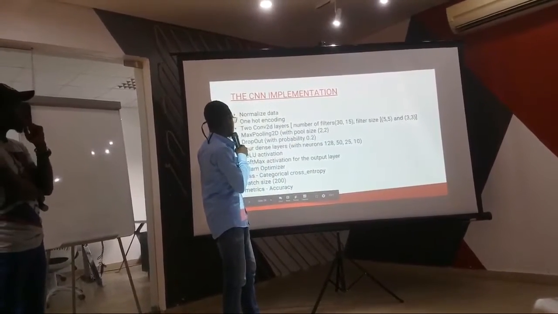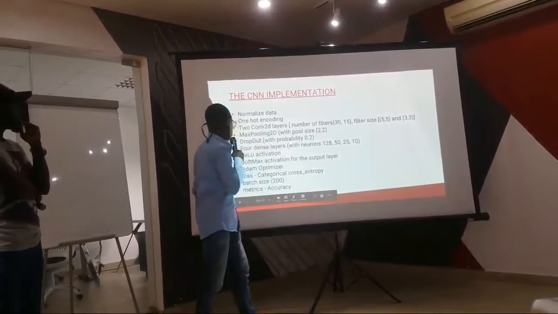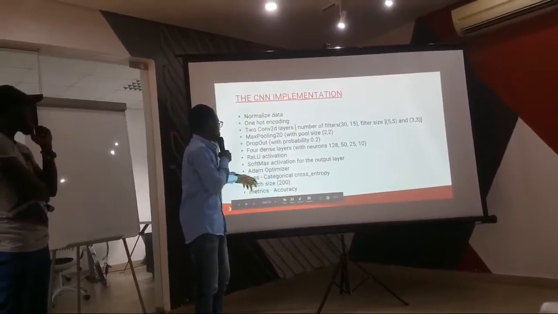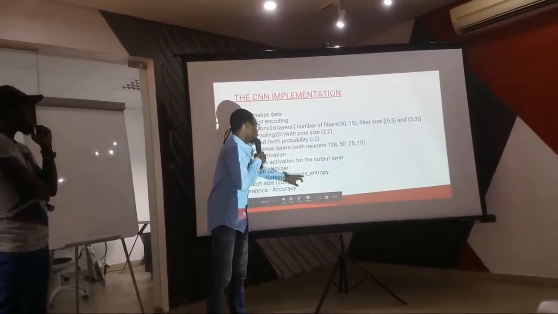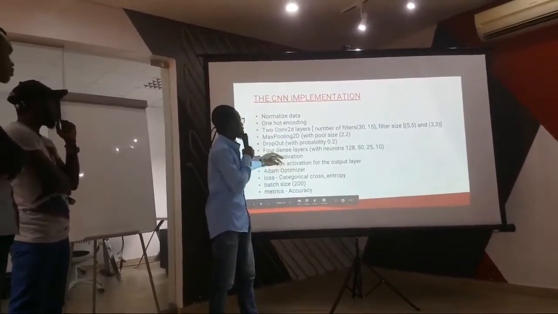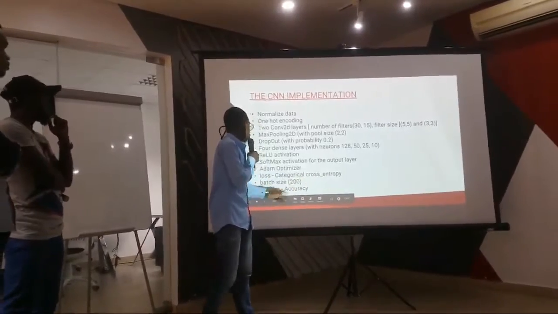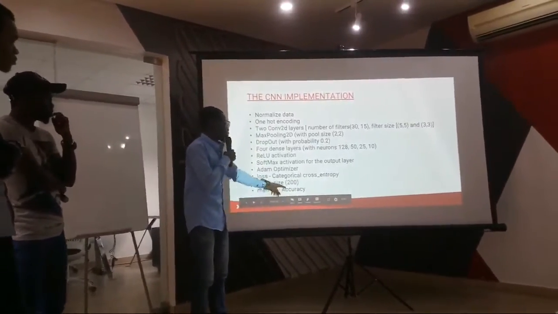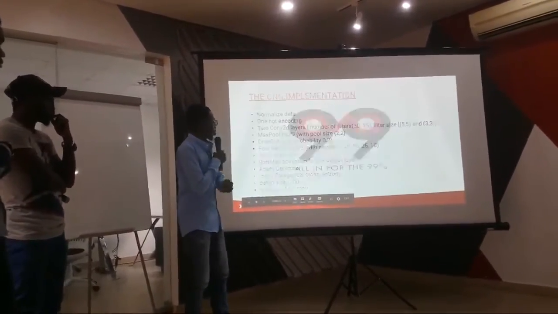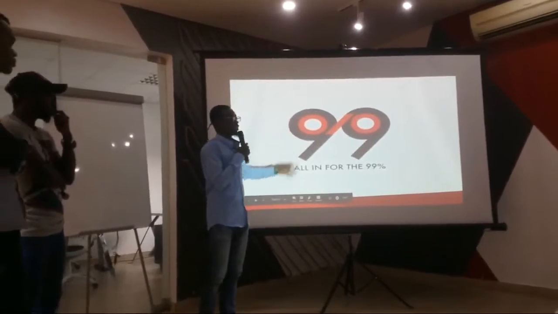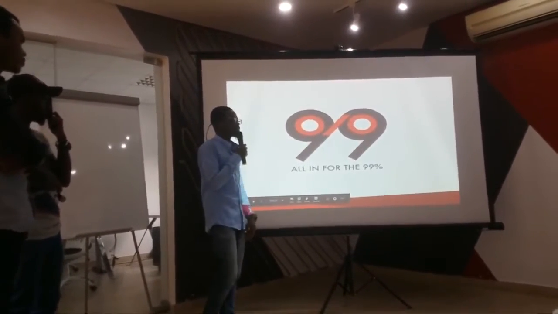We use ReLU activation, and sigmoid activation for the output layer. We use the Adam optimizer, and the loss is categorical cross entropy, because we are using one-hot encoding. We fed it in batches of 200, and measured accuracy. We got 99% for our convolutional network.